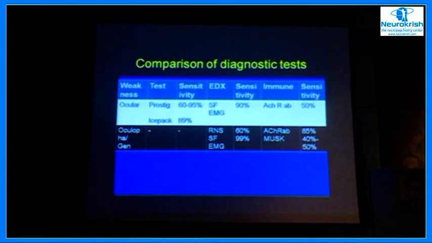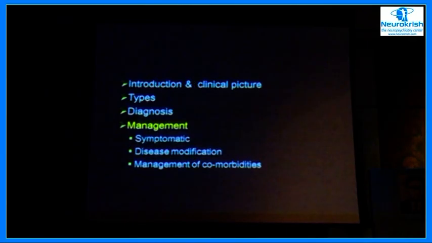Then oculopharyngeal and generalized myasthenia. Here you see RNS study 60%, single fiber 99%. Acetylcholine receptor antibodies in generalized myasthenia are 85%, and MuSK antibodies are positive in 40 to 50% of antibody negative patients. So this is the yield of different tests.